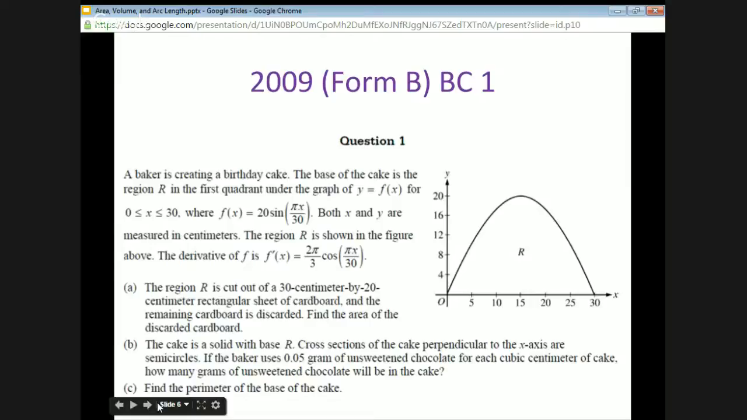Part A is asking us for the area of the discarded cardboard if we're making this region. Part B is asking us for the volume of the cake, and we have cross sections. And part C is asking us to find the perimeter of the base, and the base is the region R that we see.